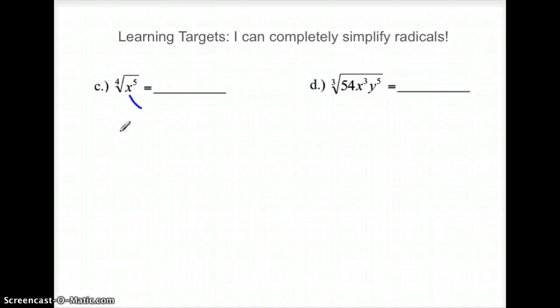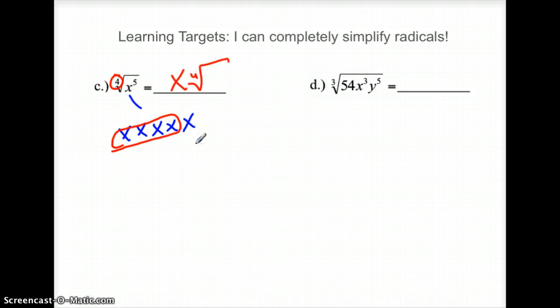No number, just have 5 x's. That's interesting. But based on my little index, I'm looking for sets of 4. Well, hey, I definitely have 4 x's. So because I've got a set, an x will come out, but I had something left over. I had that guy left over. So he has to go back in. Poor guy got left out.